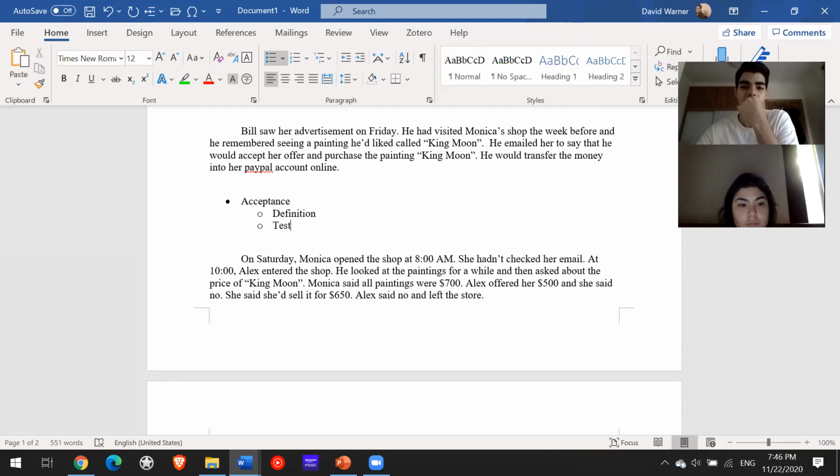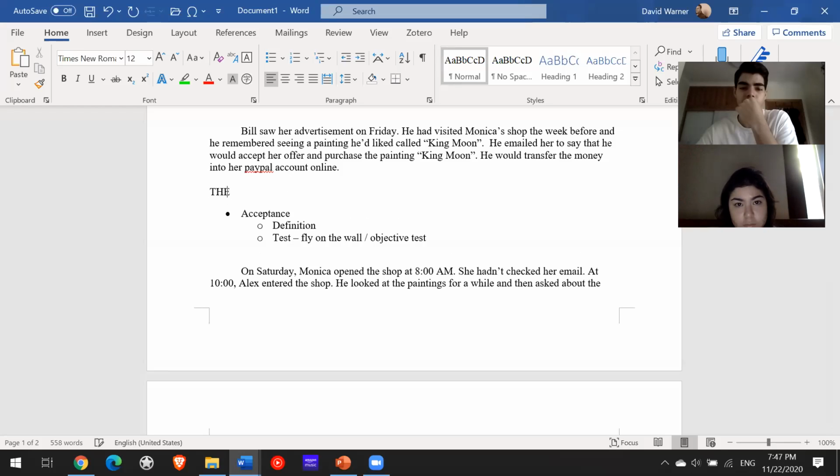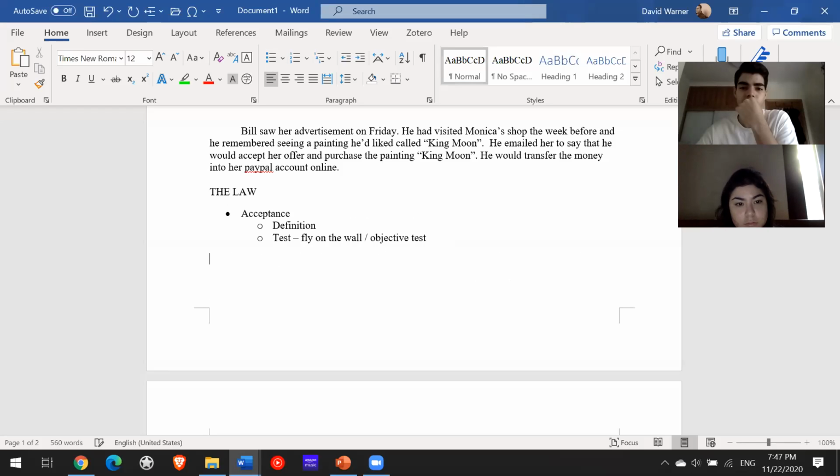Just one. Fly on the wall. Yep, just one, just a fly on the wall test. So anything else we want to say about acceptance? Right, because before we talk about our case, we're going to talk about the law. So what else would you want to say about acceptance? Just the definition and the test? I mean, that's the most basic part.